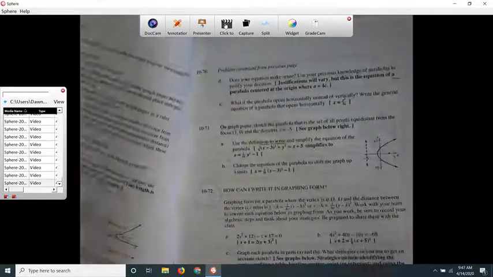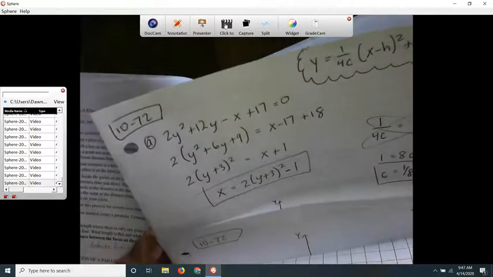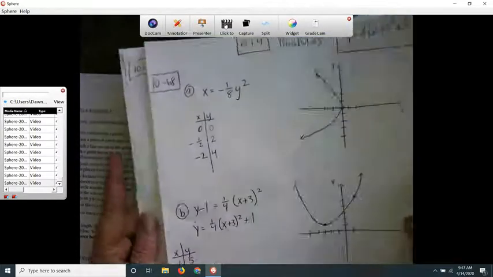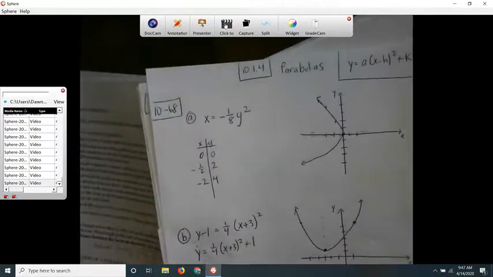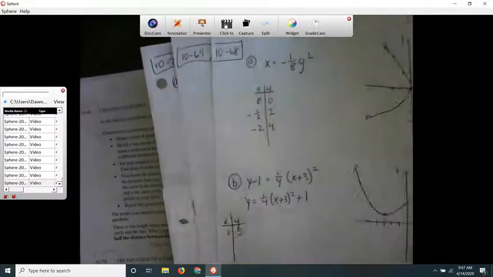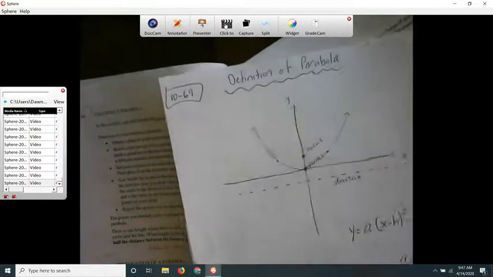So we're going to do, I think, 6-8 and 6-9 quickly, and then I'll do part 2. Maybe we'll just do 6-8, and then I'll do part 2. So on 10-6-8, it says, oh no, we already did 6-8. We're going to do 6-9, sorry. The definition of a parabola. So what is a parabola?